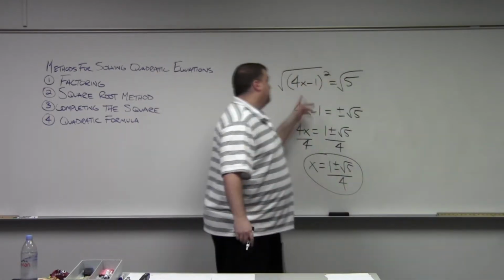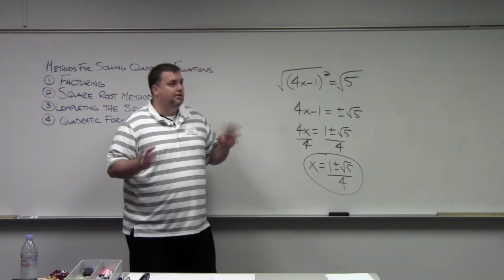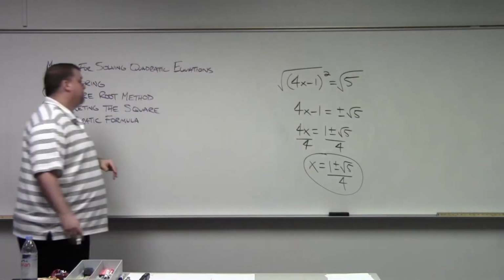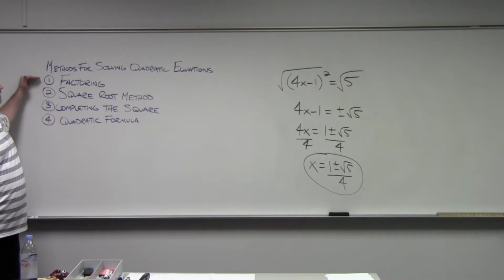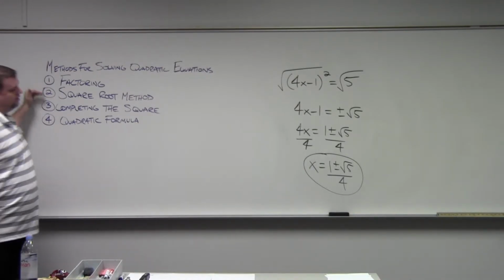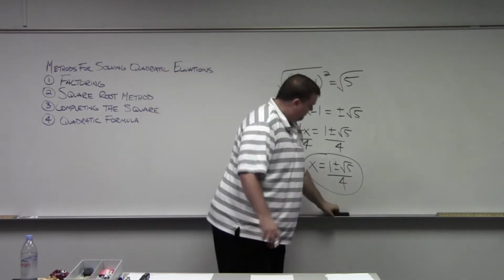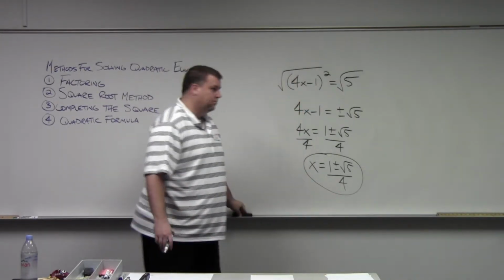Now, could I have FOILed this out, rearranged it, and done some other form? Yes, I could have, but it's a lot more work. And we're trying to see what the best method is. And for that one, it was the square root method, because it was already set up for it. Are there any questions on that one?